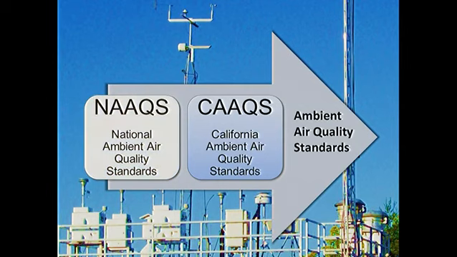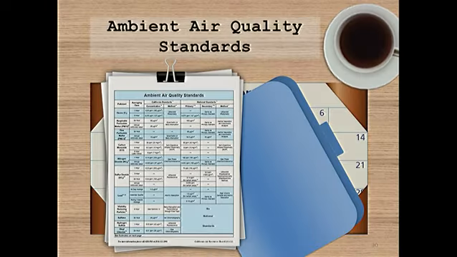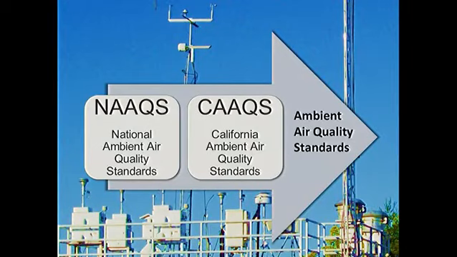The NAAQS are for the criteria pollutants, which today include carbon monoxide, lead, nitrogen dioxide, ozone, particulate matter divided into PM10 and PM2.5, and sulfur dioxide. The California Ambient Air Quality Standards include those 6 pollutants plus the addition of sulfates, hydrogen sulfide, vinyl chloride, and visibility-reducing particles. These are the air quality standards that we are charged to meet.